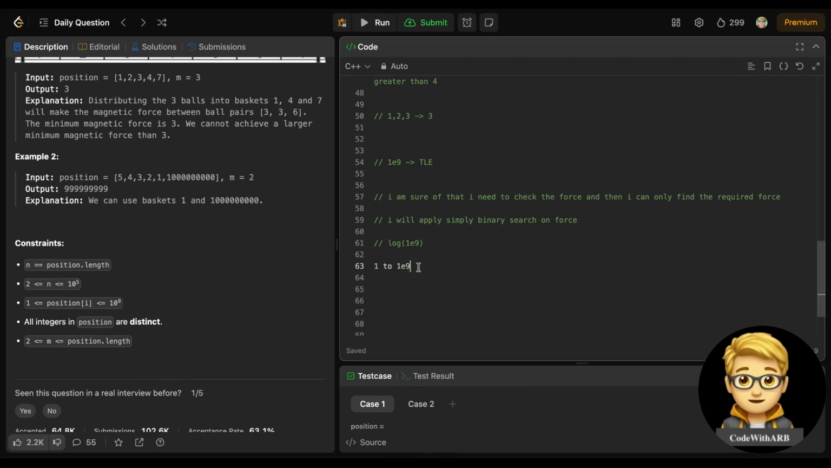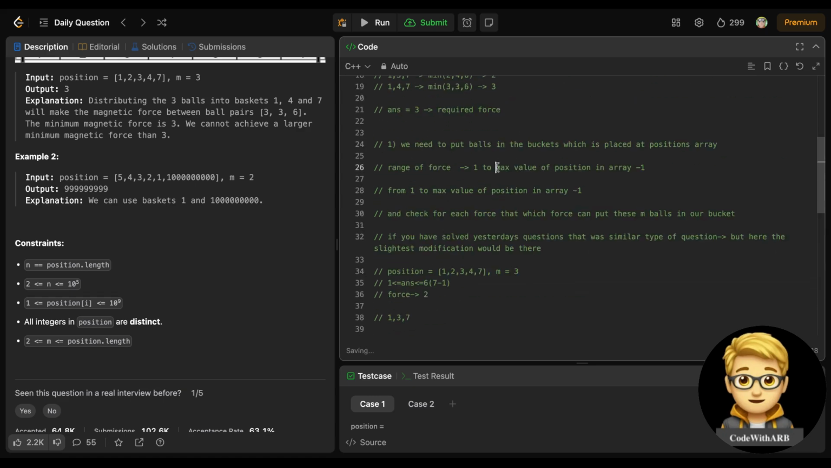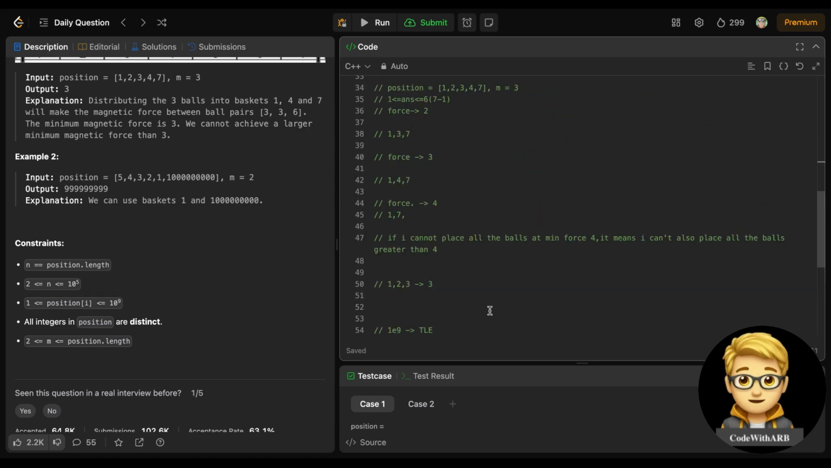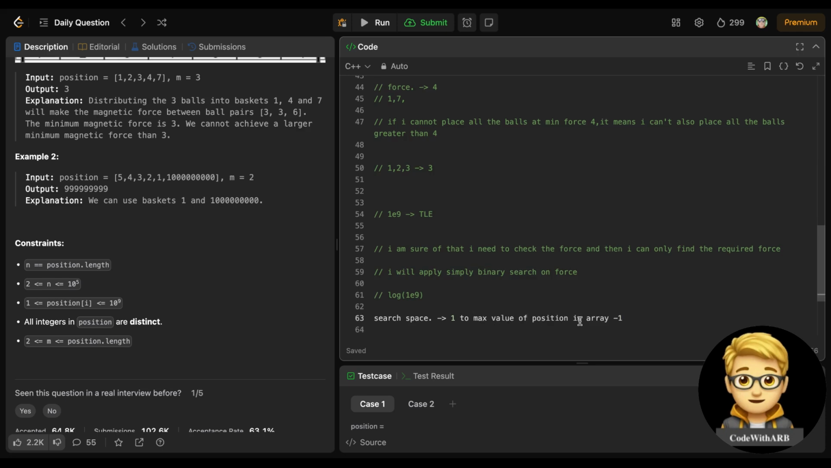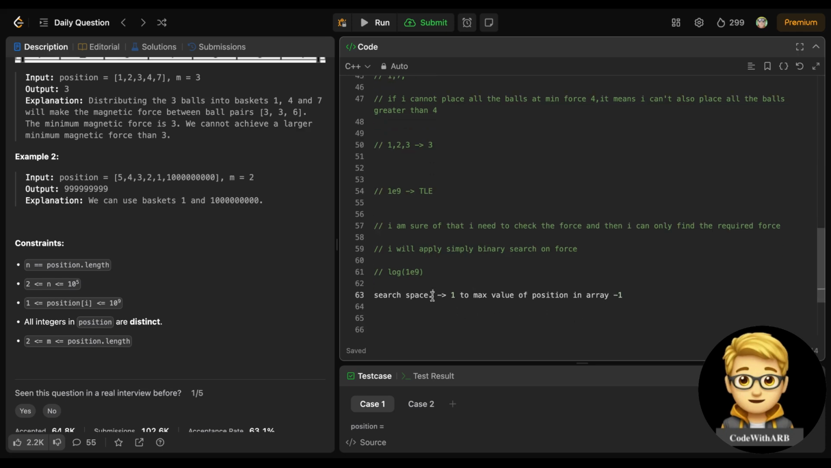So the maximum search space is 1 to the max position minus the min position, right? This is the search space. Now, how will we reduce this search space?